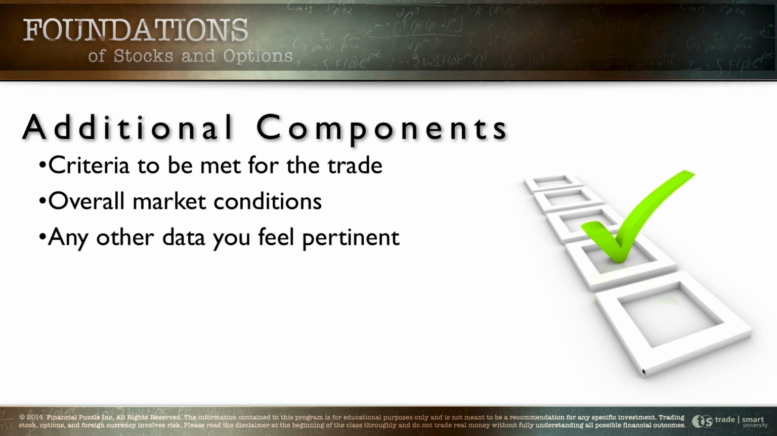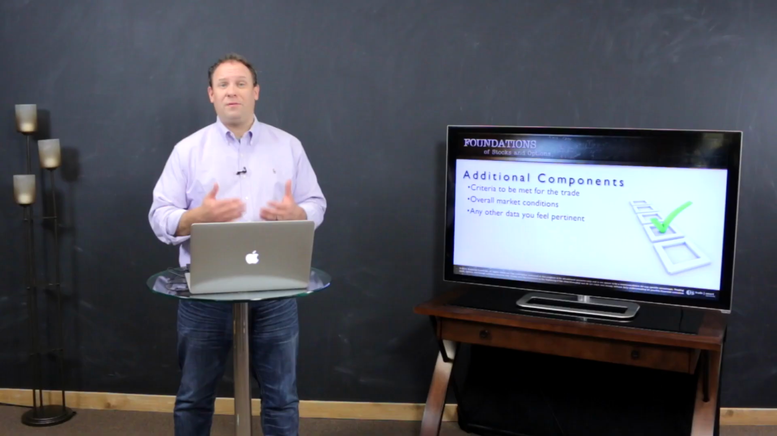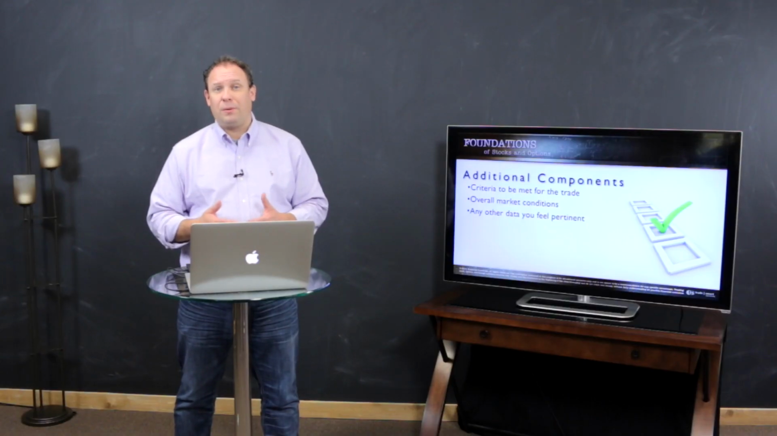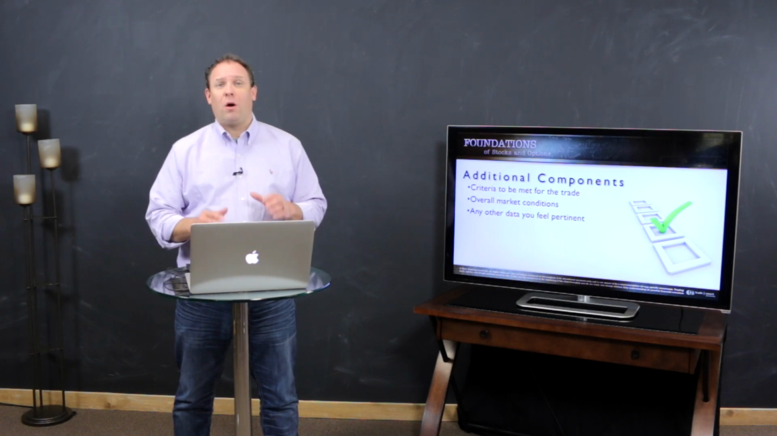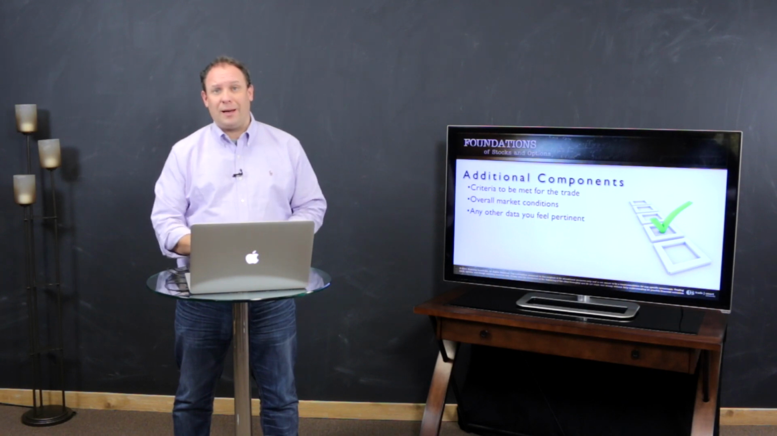And then if there's any other information that you'd like to add, maybe you're trading options, you might want to put some specific option information into your trading plan. These are additional components that you could add to your trading plan. But again, the 3 basic components are an entry, a target, and a stop. You must have the entry, the target, and the stop.